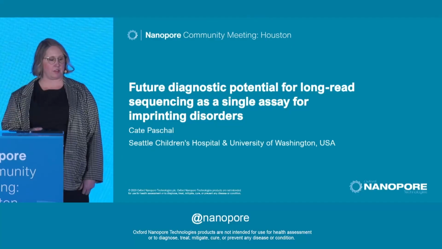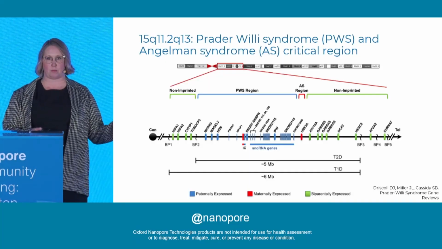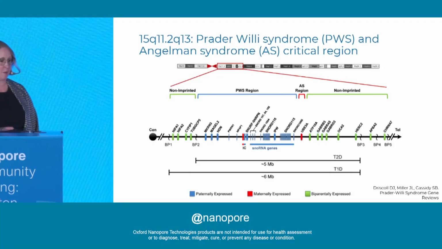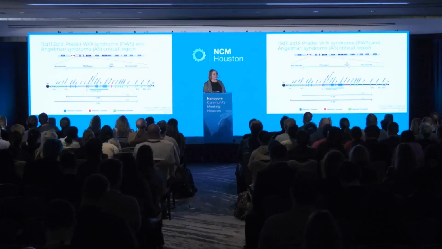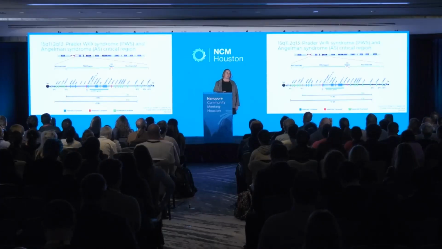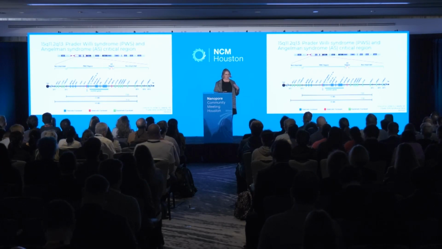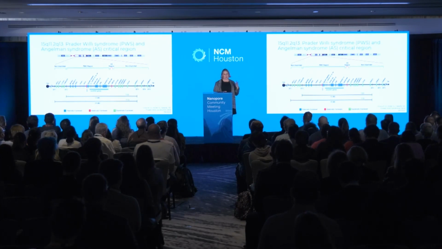I am excited to share with you today one of my favorite regions of the human genome. This is chromosome 15, specifically 15q11.2q13. So this is the Prader-Willi Angelman syndrome critical region. We heard about angelfish genomes a little bit earlier. I'm going to be telling you about Angelman syndrome.